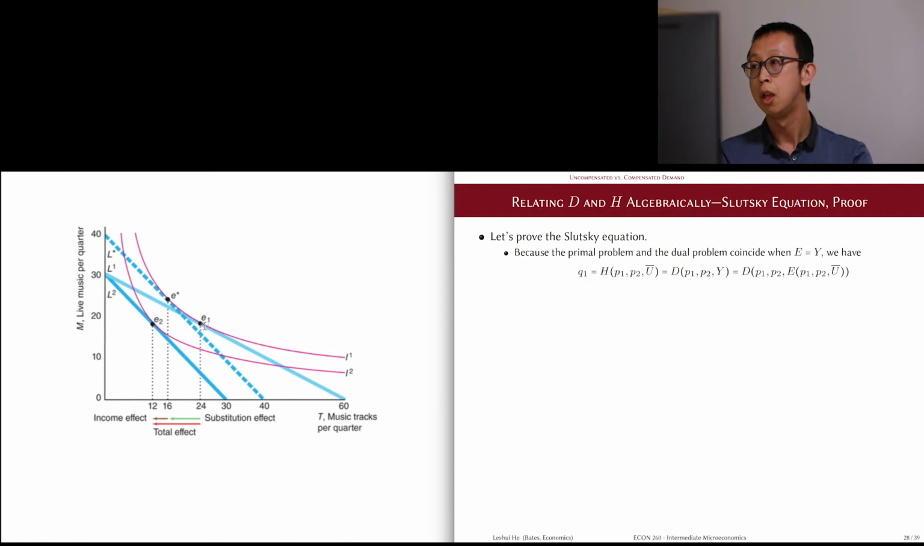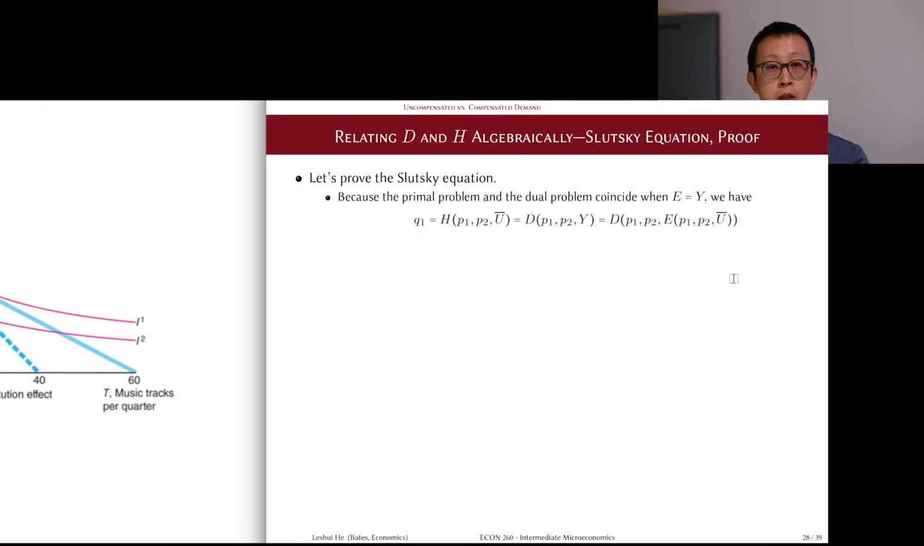What we will try to do in this proof is this: as the price changes slightly, once we start to move away from this point E1, the expenditure minimization problem will lead to a different solution compared to the utility maximization problem. So the 2 solutions are going to diverge. But how they diverge away from this point is going to be somewhat related. And we're going to look at this relationship algebraically through a derivative.